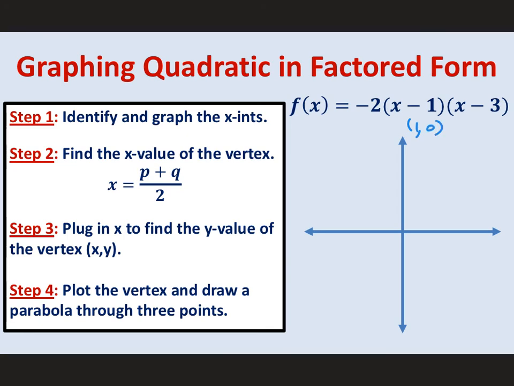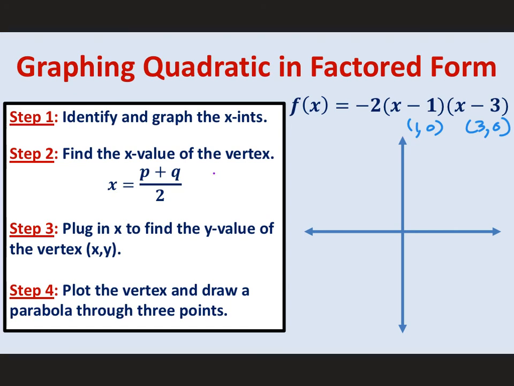I also have a minus 3, so my next x-intercept is going to be at positive 3, 0. This negative 2 in front reminds me that the parabola is going to open down and be a little bit narrower, but we don't really do much more with it right now. I am then going to take that 1 and 3.